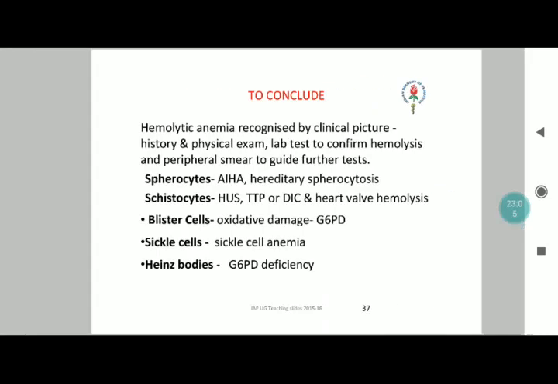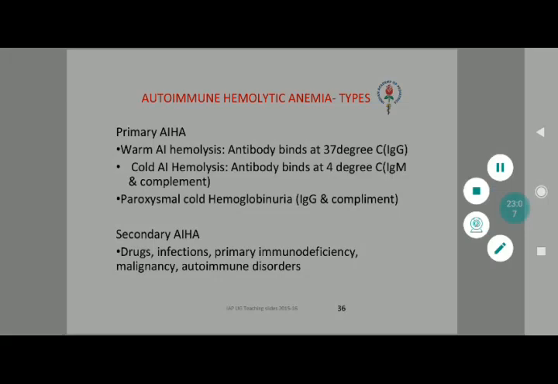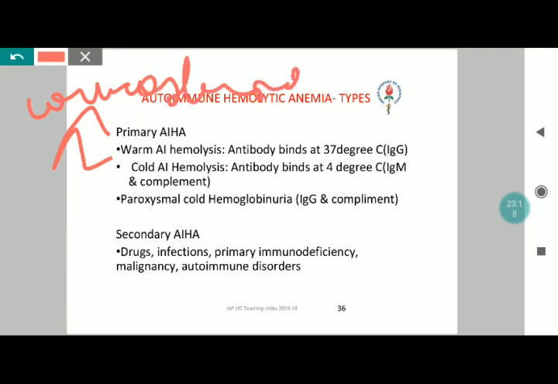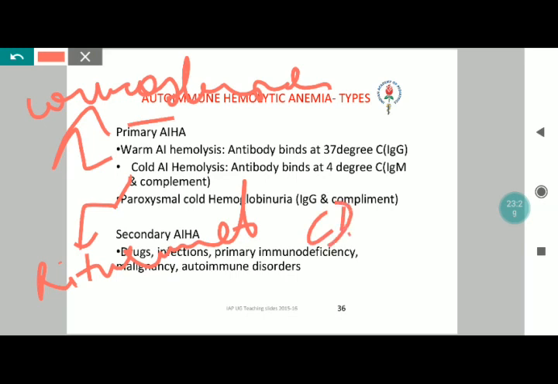Now, the management wise both differ. It's not mentioned in the slides, but I will just mention it. Warm autoimmune hemolytic anemia, the management is corticosteroids according to the dose and according to the weight of the child. And the cold component, the management is rituximab. And rituximab, as we all know, is a CD20 inhibitor. So rituximab is a drug of choice for the management of cold autoimmune hemolytic anemia, and warm is managed by corticosteroids.